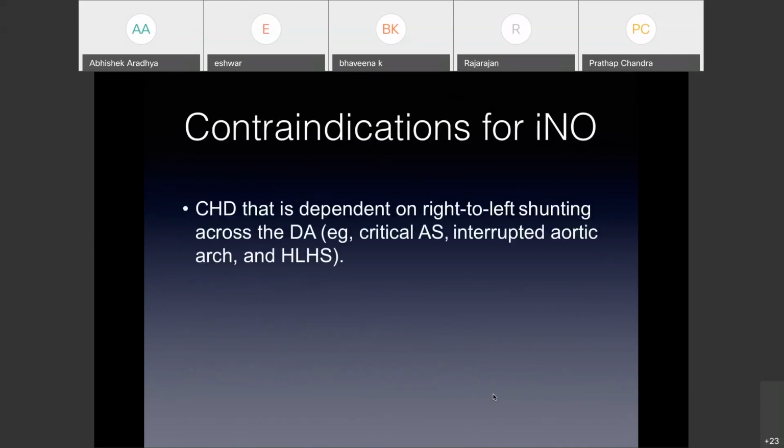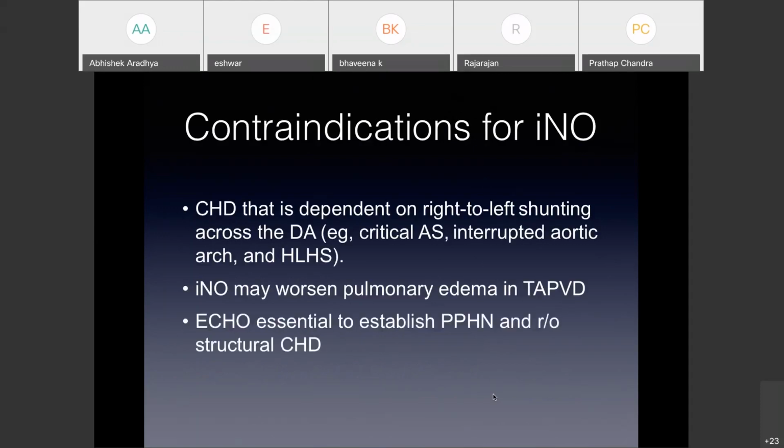Are there any contraindications for usage of nitric oxide? Yes. If there is a congenital heart disease, a duct-dependent lesion, you don't use it. Or if there is a TAPVD, if you have inadvertently not diagnosed it, it might worsen your pulmonary edema. And therefore, echo is extremely important to establish your pulmonary hypertension and rule out structural cardiac conditions.